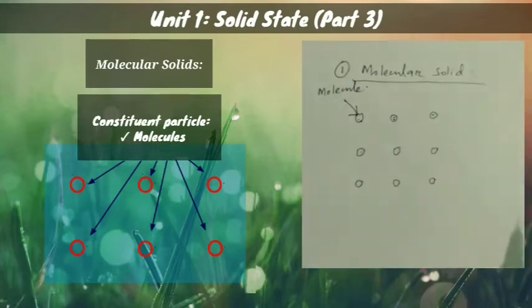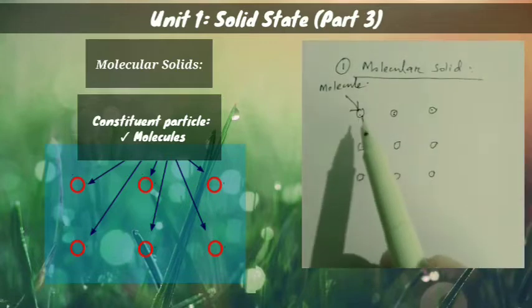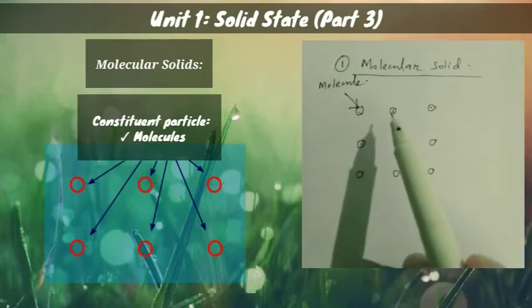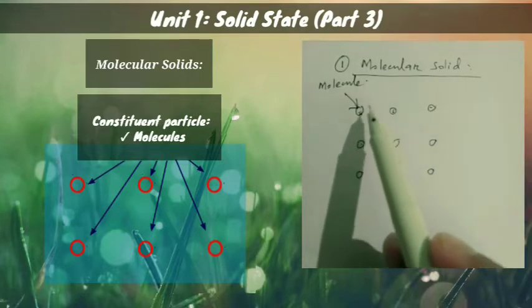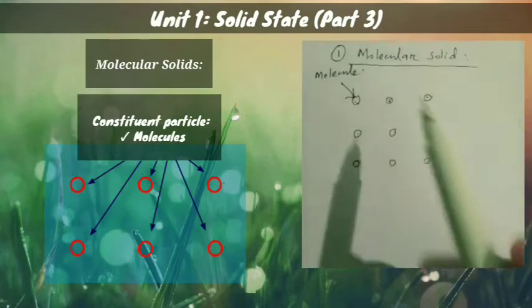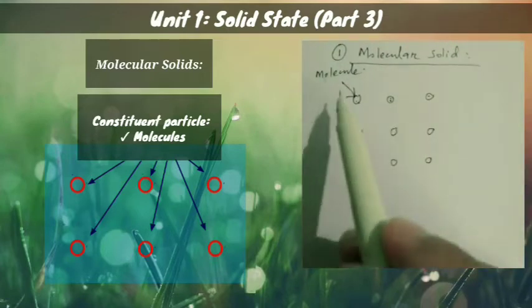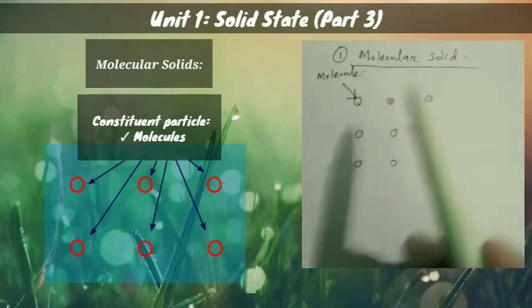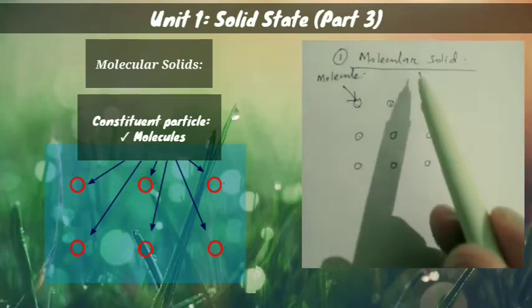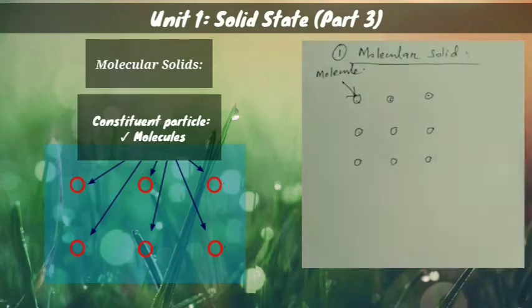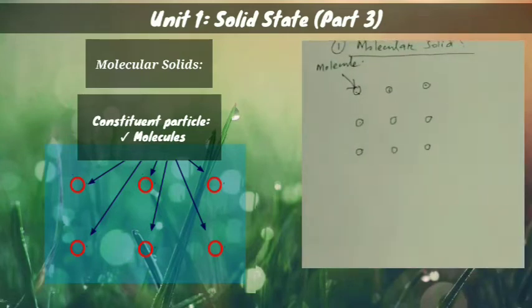Here you see, this molecule may be anything. They may be polar molecules, they may be non-polar molecules, or they may even form some hydrogen bond with the other molecules. Because the molecule may be different for different molecular solids, we have to divide molecular solids into the following categories. Mainly three categories are there.